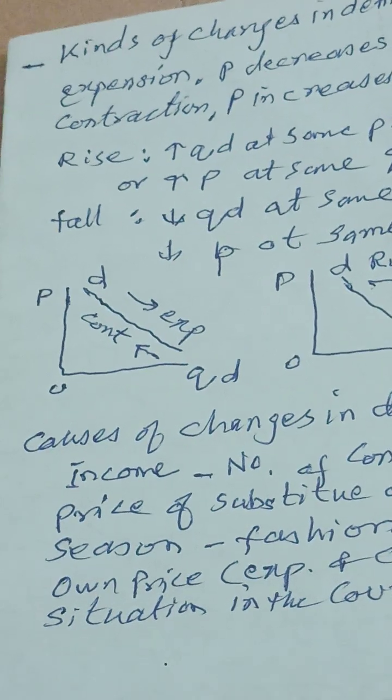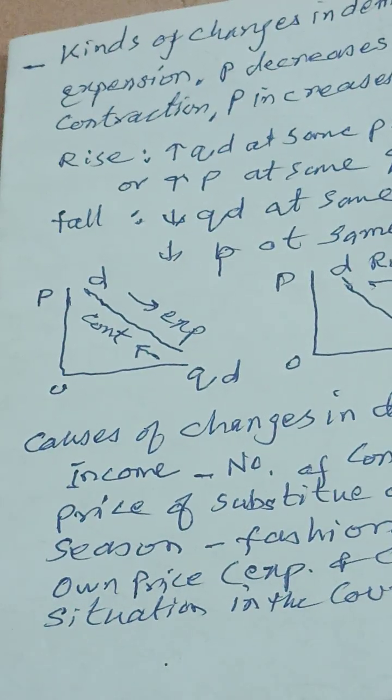The next reason is situation in the country. In normal situation, demand increases or decreases depending upon price. Mostly in abnormal situation, demand of food items increases.